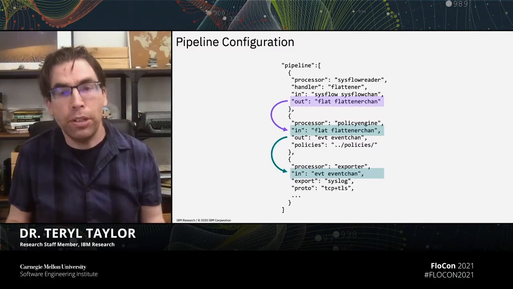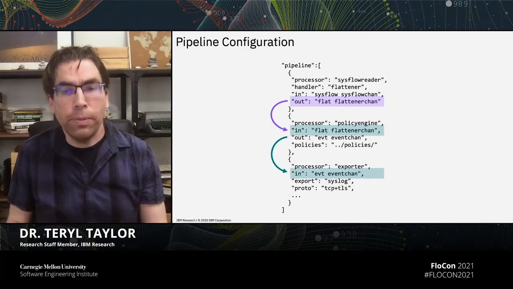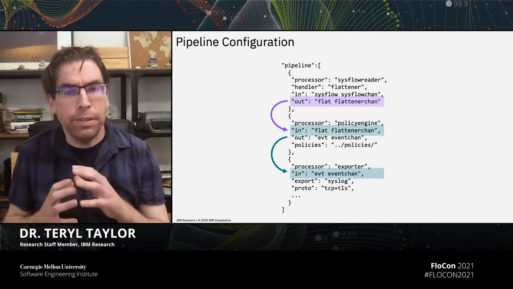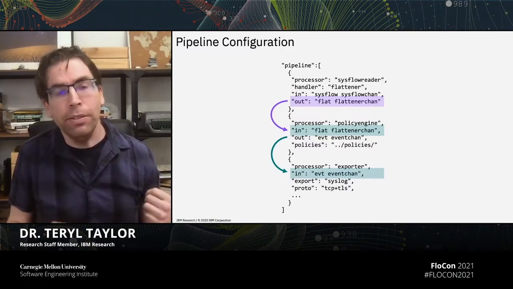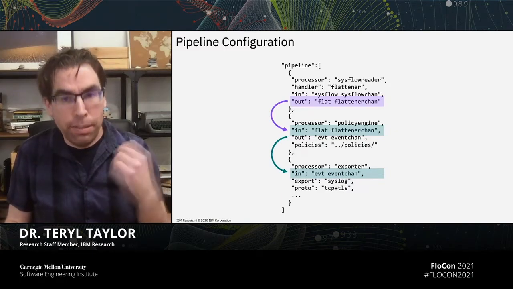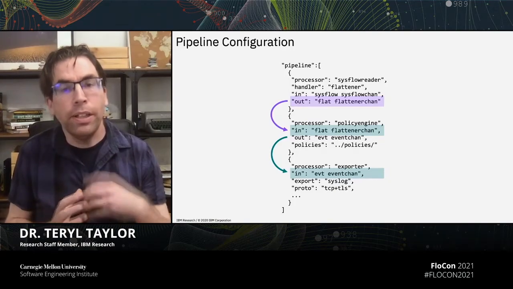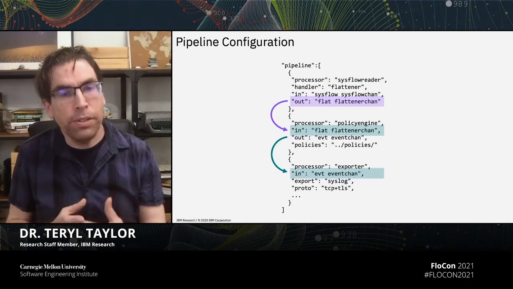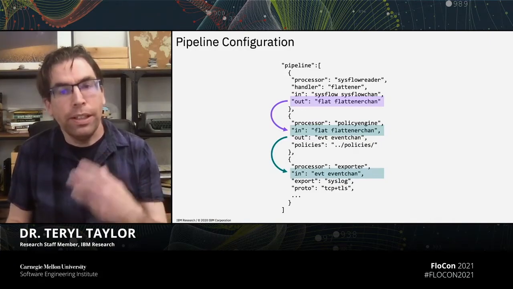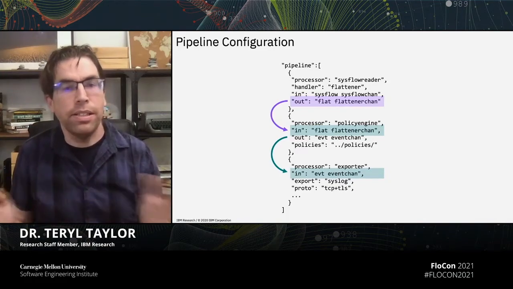We have an input channel, which in this particular case is a Sysflow channel. And then the flattener is going to flatten it and pass it out of this particular plugin through the Flattener channel. And the policy engine is then going to take the things that it receives from that Flattener channel. It's going to run the policies that are generated on it, and it's going to then pass it out on an event channel to the exporter, which is then going to export things in JSON, in this case, into syslog.